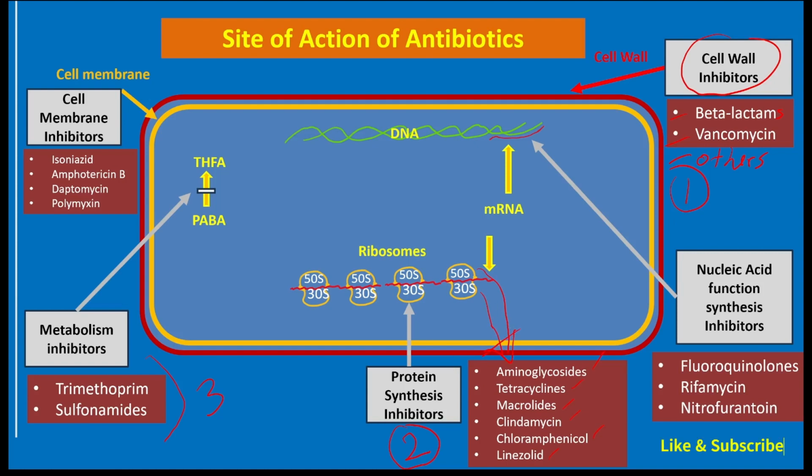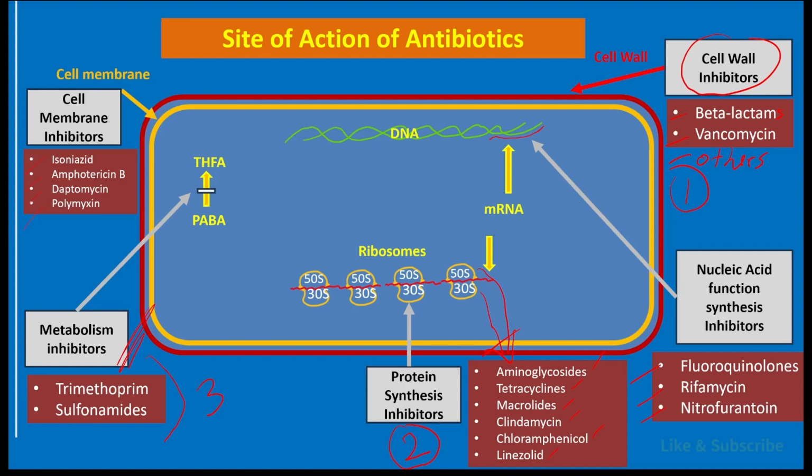Next, we already mentioned the metabolism inhibitors. We have 2 medications, trimethoprim and sulfonamide. Regarding the nucleic acid synthesis inhibitors, we have fluoroquinolones, rifampin, nitrofurantoin. The last group here, as an additional group for us, is the cell membrane inhibitors. We have isoniazid, amphotericin, daptomycin, polymyxin. So we have a list of medication belonging to this group.